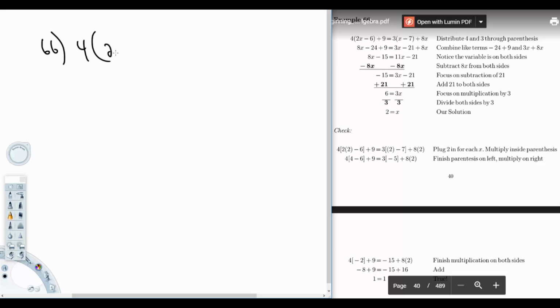4 times (2x minus 6) plus 9 equals 3 times (x minus 7) plus 8x. Once again, this looks like a mess. Did I over bracket? I think I did.